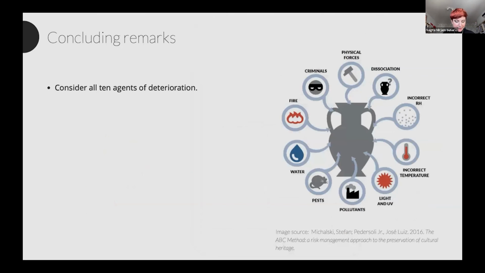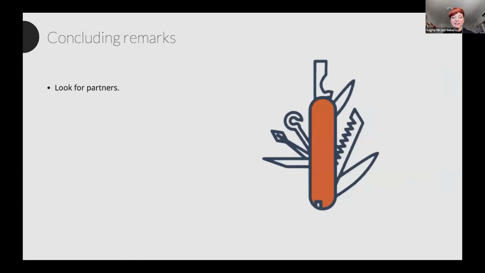I think that the most important lesson my students learned was that heritage objects are exposed to an extremely wide range of threats. And when we design a preventive conservation plan, we need to take this into consideration. Another takeaway point was that when it comes to implementation of risk mitigation measures, conservator-restorers don't have to be like a Swiss knife. We cannot do all the work on our own. What we need to do is identify potential partners and establish collaboration with them.